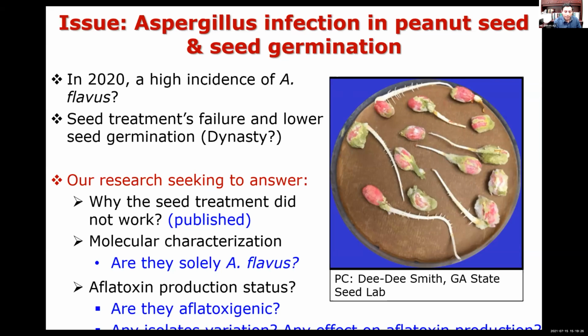That part, we have done research and have already published. The second part was to see whether or not these isolates are solely Aspergillus flavus. If indeed they are Aspergillus flavus, are they aflatoxigenic? If they are aflatoxigenic, are all these isolates the same? Is there any genetic variation among these isolates? Is there any effect that causes more or less aflatoxin production? All those questions are related to the second part of my research, which I am planning to present.